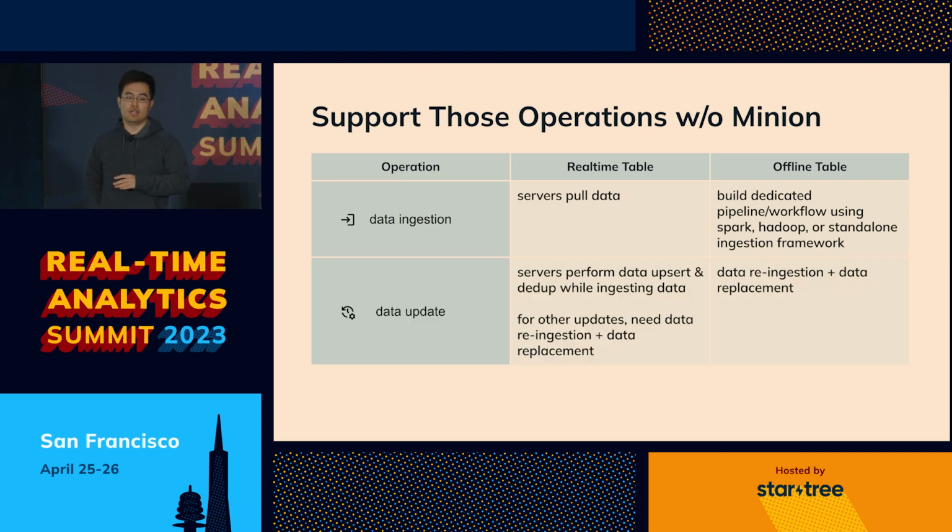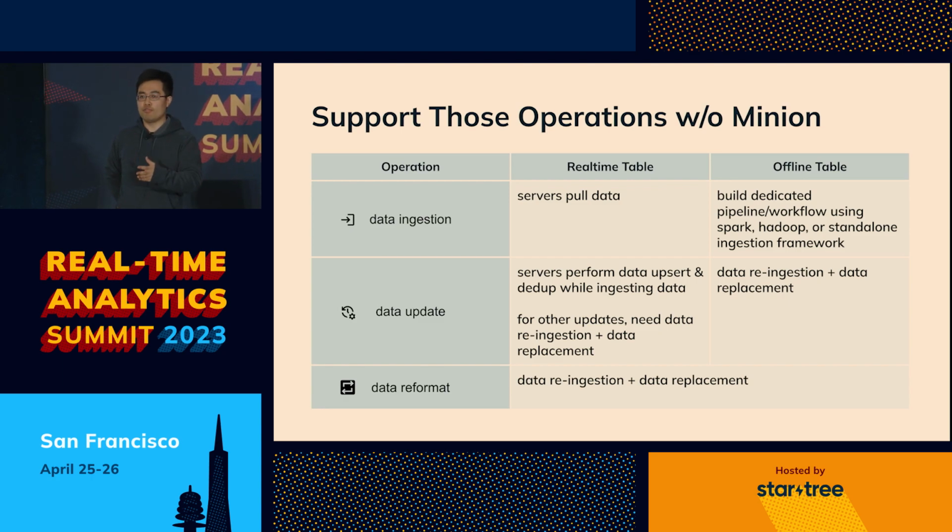For data update, for real-time tables, Pinot servers can perform two types of updates natively. That's data update and dedupe. For other types of update, users again need to build a dedicated data re-ingestion pipeline, and then find a way to replace the data in Pinot automatically. For offline tables, users always need to build a data re-ingestion pipeline and try to replace the data in a proper way.